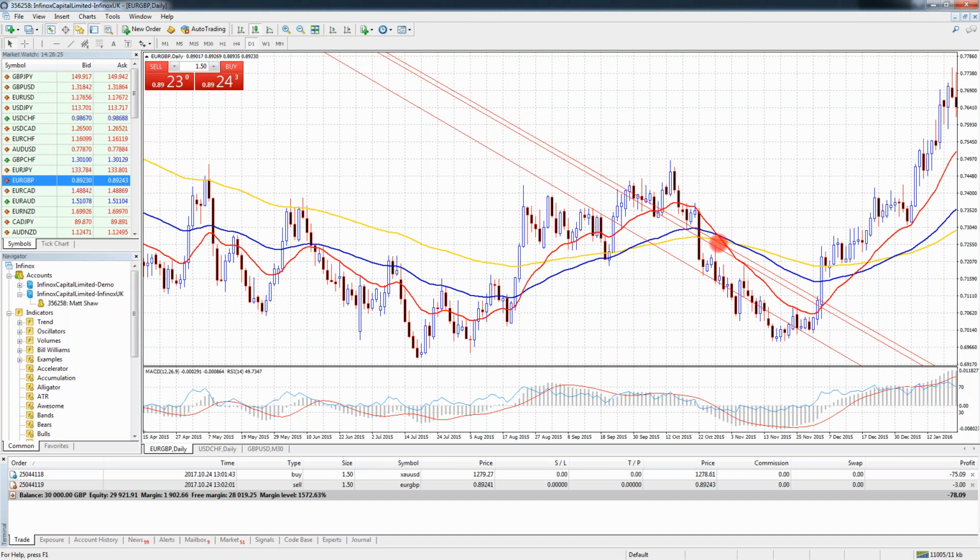So where the shorter term one was crossing the other two, the medium one and the longer term one, around about this price here, 72, pretty much 72. I actually crossed it at 72.55, but the price had already dropped to just below 72. So that was really your entry, just below 72.